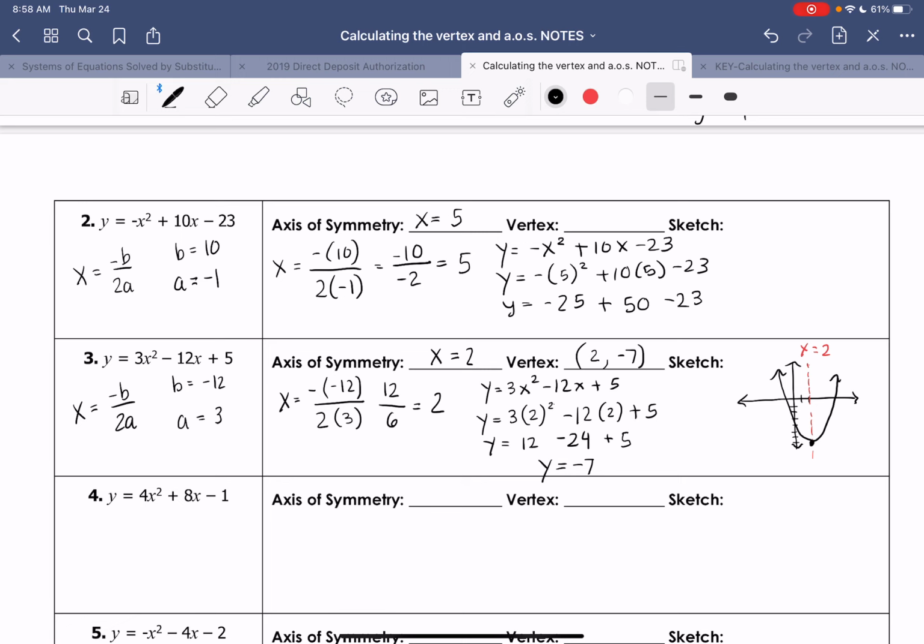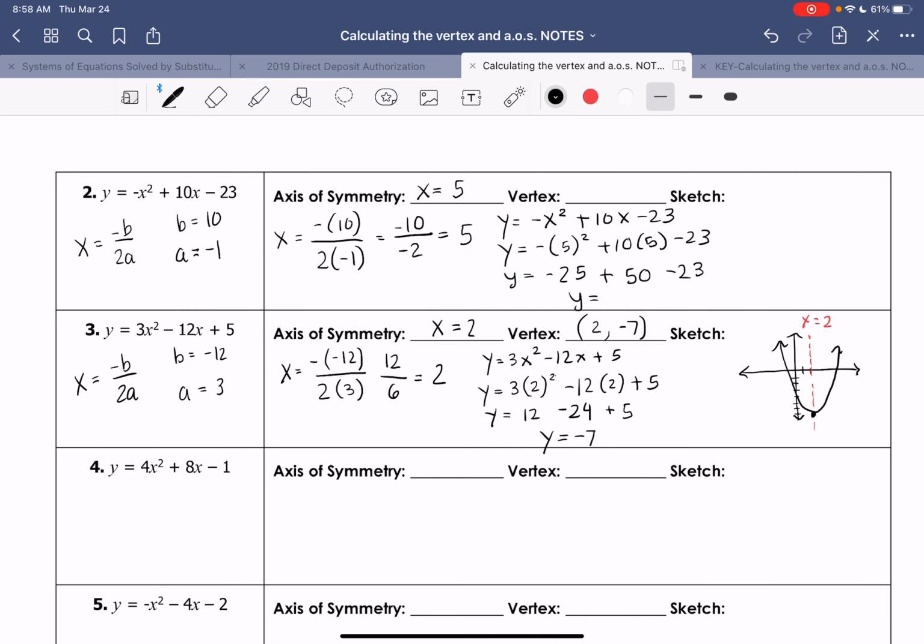All right, so then let's go ahead and simplify. Negative 25 plus 50 is going to give us a positive 25, minus 23 is going to be a positive 2. So now we have our vertex being an x value of 5 and a y value of 2.